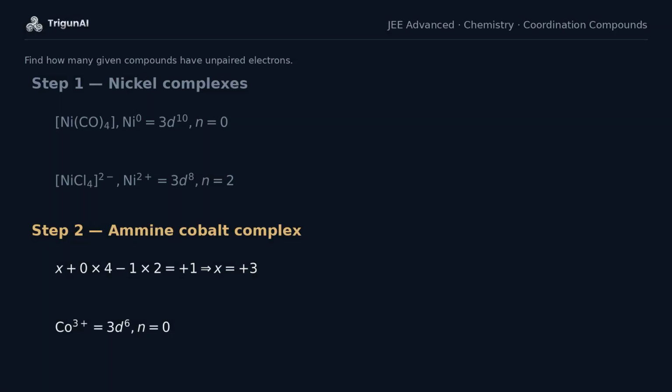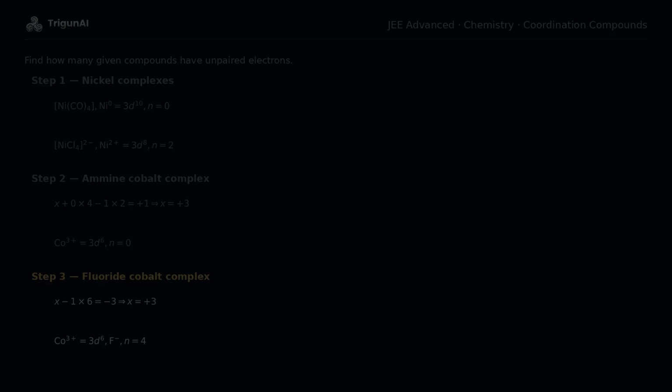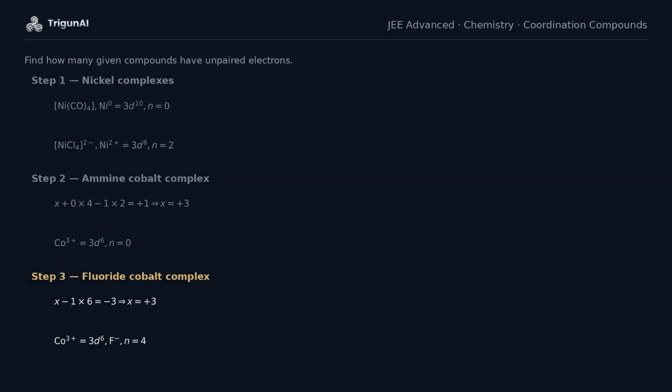For the cobalt ammine chloro complex, the complex ion has charge +1, so cobalt is +3. Cobalt 3+ is d6, and with ammonia in a cobalt 3 complex it is low spin, so all electrons are paired. In sodium hexafluorocobaltate, cobalt is again +3, hence d6. Fluoride is a weak field ligand, so the octahedral complex is high spin and has 4 unpaired electrons.